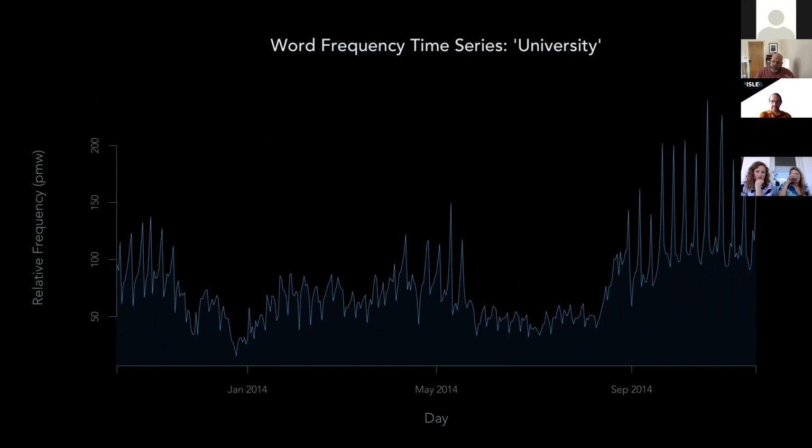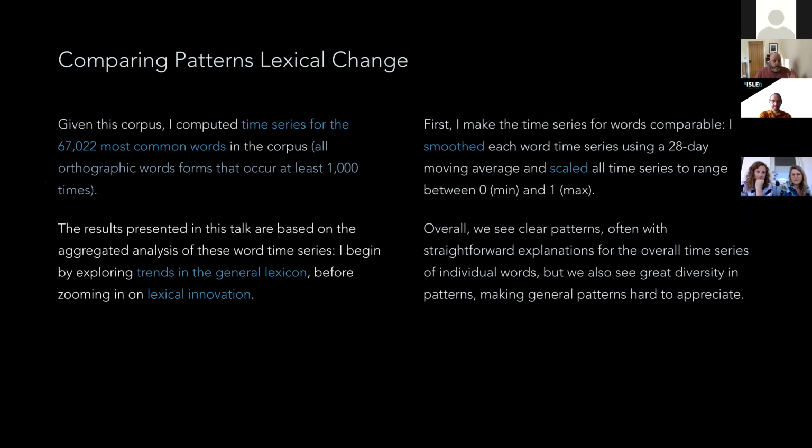So these are just examples of these time series, and the basic idea here is that we have 67,000 of them. This corpus is huge, 9 billion words. There are 67,000 orthographic forms, so every unique string of characters is treated separately here. There are 67,022 of them that occur at least 1,000 times in the full corpus. I pulled out all of those and generated a time series for each one. This is the basic data upon which this entire talk is based: the time series for these 67,000 words. You can picture it as a big collection of time series of the type I just showed you.